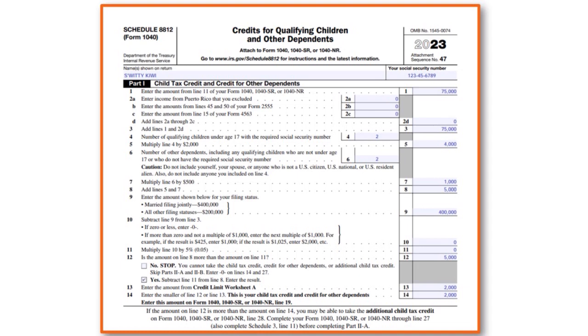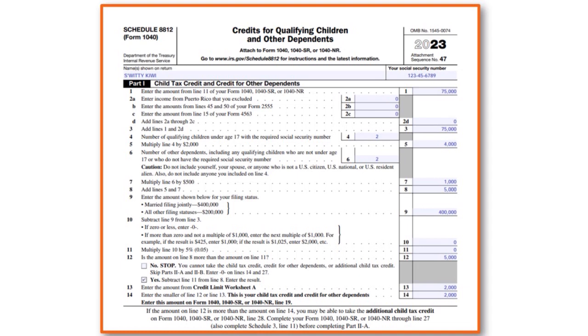And when you follow the instructions here, in terms of line 9, you have $400,000. Lines 10 and 11 do not apply to us, so we actually skip that. And when we talk about line 12, following the instructions for line 12, you have $5,000. So line 13, basically the credit limit worksheet A, we have 2,000. So the smaller of line 12 or 13 is 2,000. The bottom line here is that everything depends on your situation. I just want to show you what the calculation looks like.